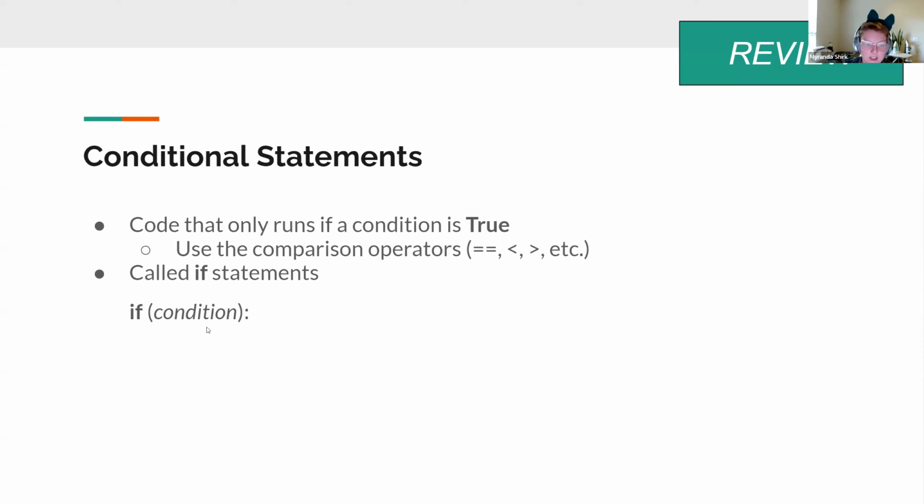So we'll have some sort of condition here. So if this condition, don't forget your colon, don't forget your new line with a tab, and then your code is going to go here that you want to run if that condition is true. Now when your code runs, it's going to get to this if statement and evaluate it. If the condition is false, it's going to skip this entirely and just keep going. If the condition is true, then any code that's indented here is going to run.